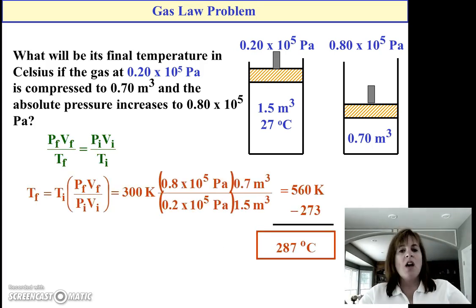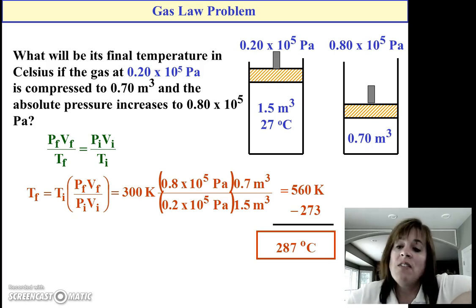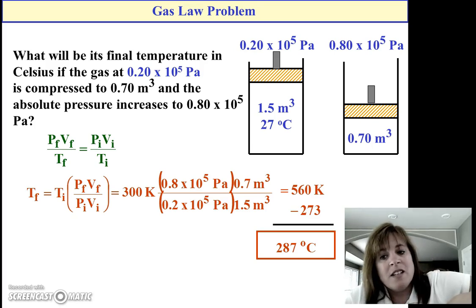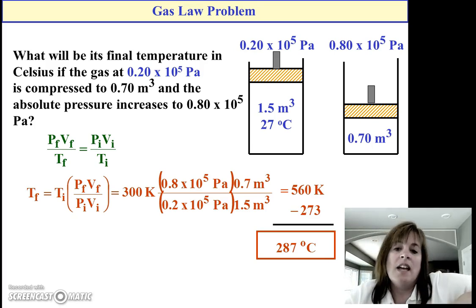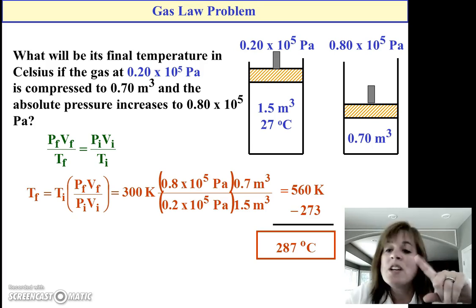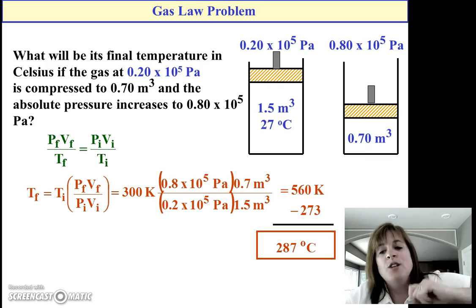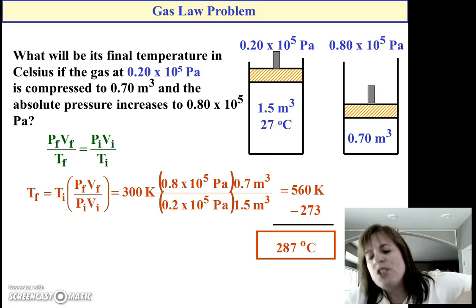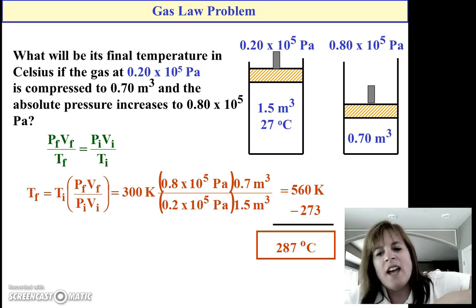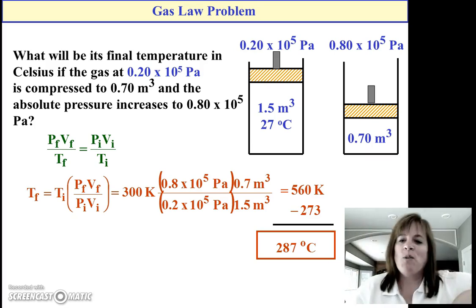Now, when we set it up and solve, you should have gotten a Kelvin temperature of 560. But I wanted it in Celsius, so now you've got to subtract the 273, and you'll get 287 degrees Celsius. Now, for those of you who didn't convert to Kelvin, you did not get the right answer. And if you don't believe me, because you think I just want you to do extra work, try it and see. All right, one more.